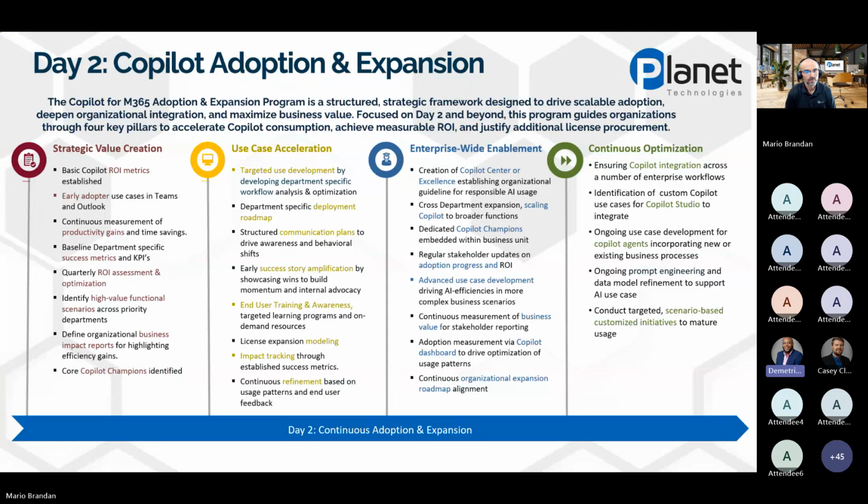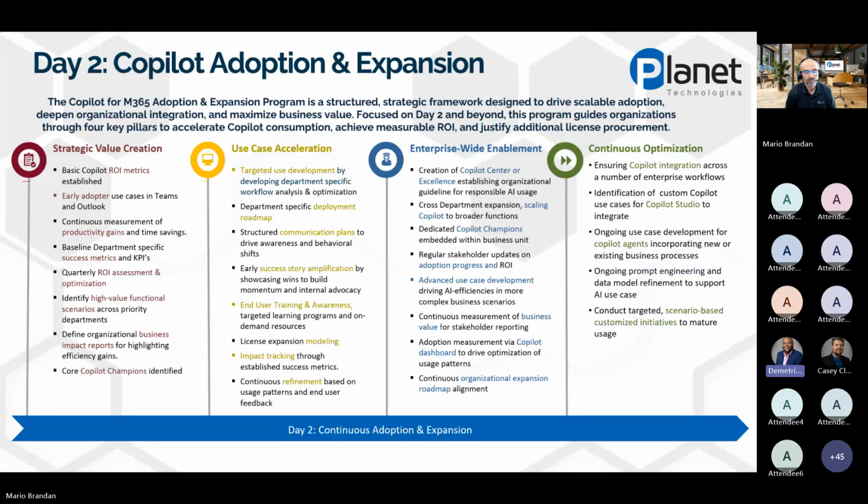Do we have additional early adopters? How am I tracking those metrics? What are the productivity gains that I've achieved, right? Being able to track those quarterly assessment and optimization activities. Those are things that we put a heavy focus on with all of our customers in terms of making sure that you are seeing the most and getting the most out of your Copilot investment.